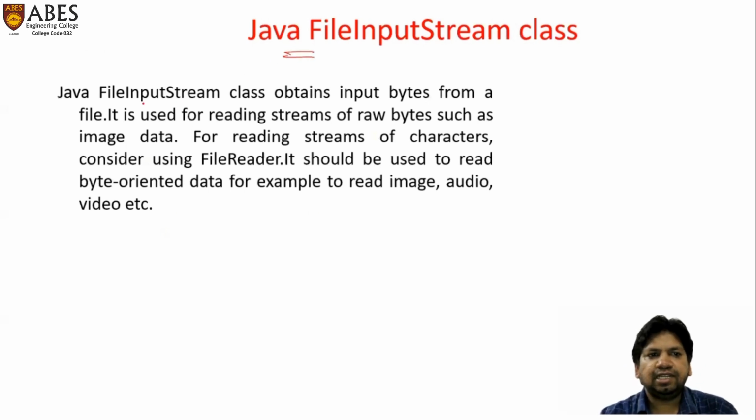The Java file input stream class obtains input bytes from the file. It is used for reading streams of raw bytes such as image data. For reading streams of characters, consider using file reader. It should be used to read byte-oriented data, for example, reading image, audio and video.